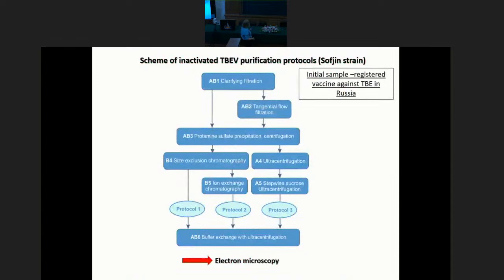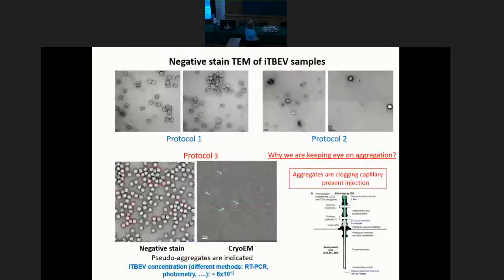Here you can see the scheme of different purification protocols which our colleagues from the Chumakov Center developed. Basically, the initial sample is a registered vaccine against TBE in Russia. There were 3 protocols: 2 based on size exclusion chromatography, and the third based on ultracentrifugation, and we had to investigate which one is better. The first choice was just negative stain transmission electron microscopy.